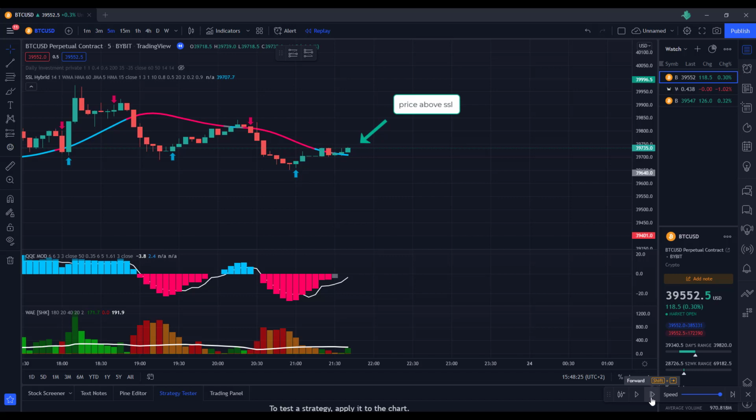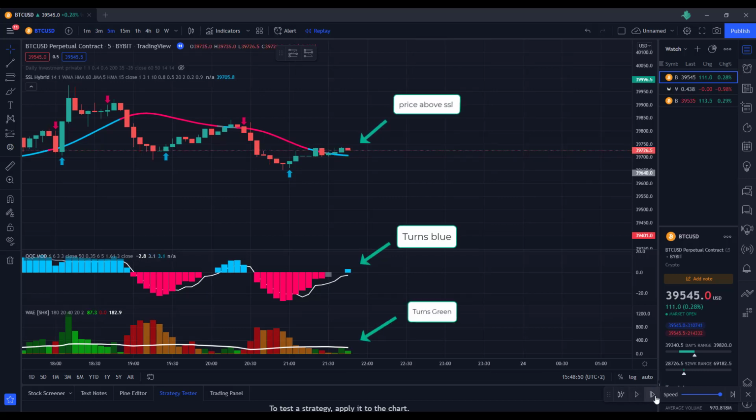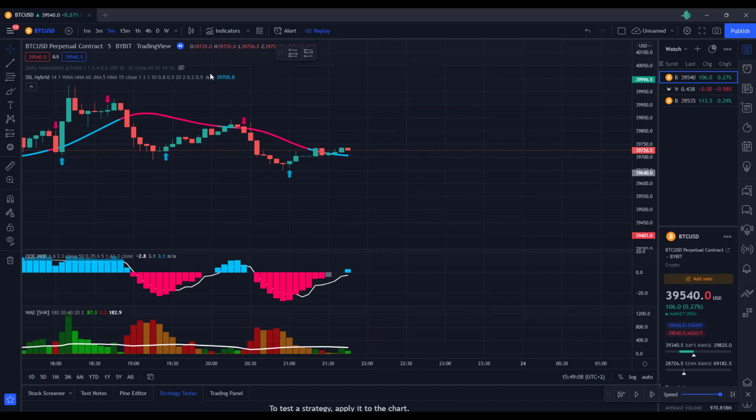So what we're seeing right now is that the price is above the SSL line. The QQE mod turned blue, price is above the SSL, and we're seeing that the volume indicator turned green. So now we can take a long position. All the requirements for the scalping strategy got hit, so this means that we can take a long position.